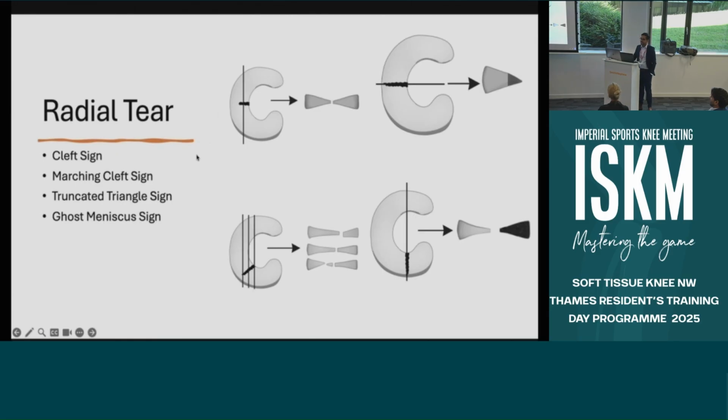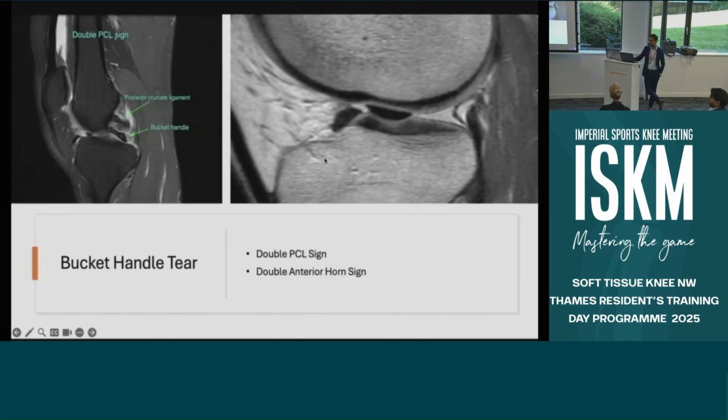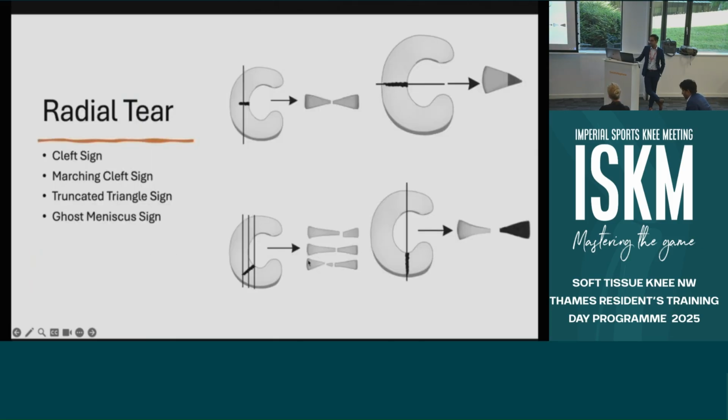Sorry, I'll go faster. Okay, so radial tears again. You've got cleft signs here. You've got the marching cleft sign where that cleft moves on different slices. So you can see there that you've got a line there, and a line there, and this is all on the sagittal MRIs. You've got your truncated triangle sign, where it doesn't form a complete triangle, so it's just cut off, and then you've got your ghost meniscus where you can't necessarily see one of the horns. That is bad, so you defunction the meniscus at that point.